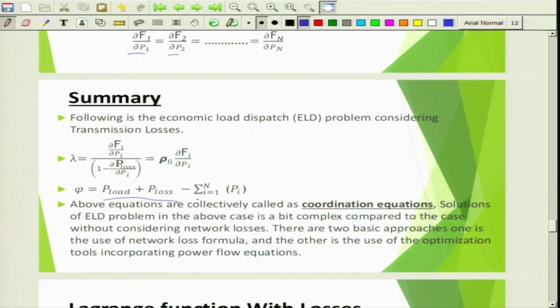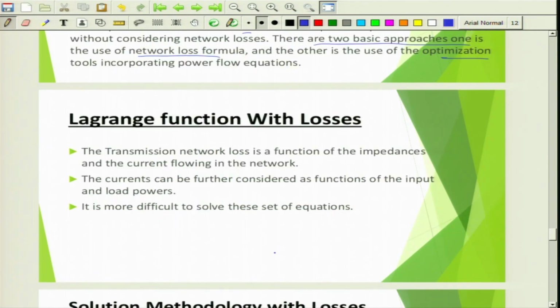The summary: the above equations are collectively called coordination equations. The solution of the economic load dispatch problem in the above case is a bit complex compared to the case without considering the network losses. There are two basic approaches. One is the use of the network loss formula, and the other is the use of optimization tools incorporating power flow equations. Now the transmission network loss is a function of the impedances and the current flowing in the network, I square into Z, right? The currents can be further considered as functions of the input and load power, and it is more difficult to solve these sets of equations.